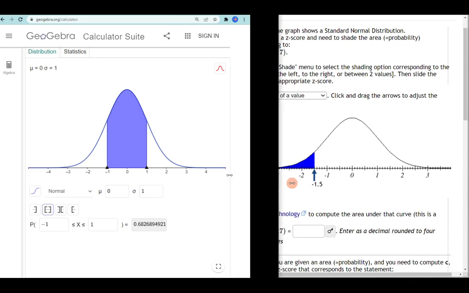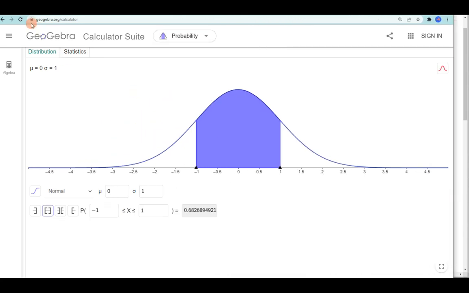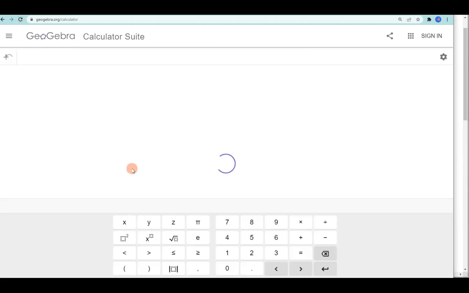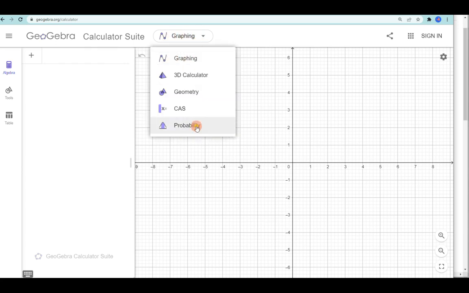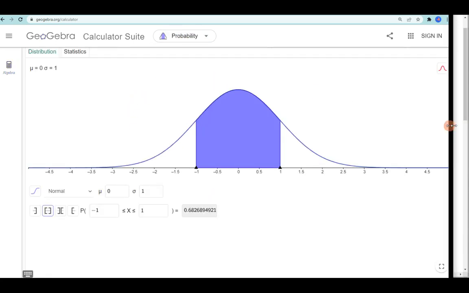First, to access this calculator, you want to go to geogebra.org/calculator. When you first navigate to this site, it will default to the coordinate grid, so you want to go up to where it says Graphing and click on Probability to get the probability calculator.